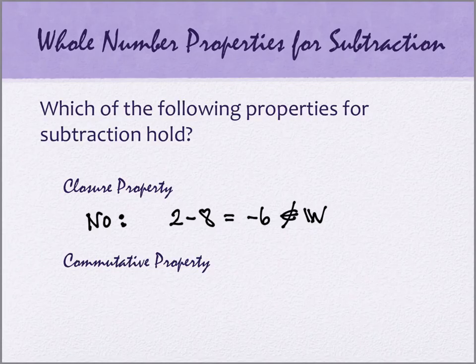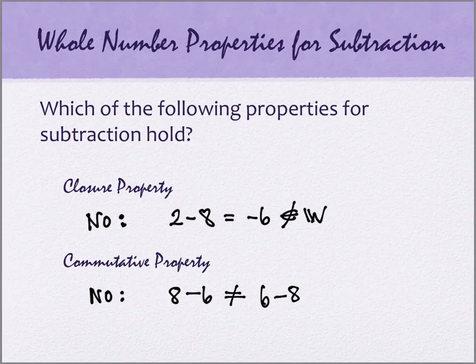How about commutative? Commutative is the idea that the order in which we added our numbers together didn't matter. 5 plus 2 is 2 plus 5. Does this hold for subtraction? Sydney says no. How come, Sydney? Because 8 minus 6 does not equal the same thing as 6 minus 8. You're right. 8 minus 6 and 6 minus 8 don't equal one another. So we're 0 for 2 right now.